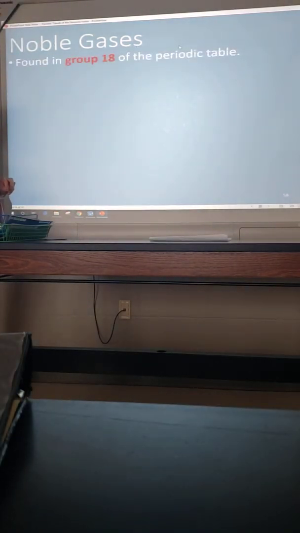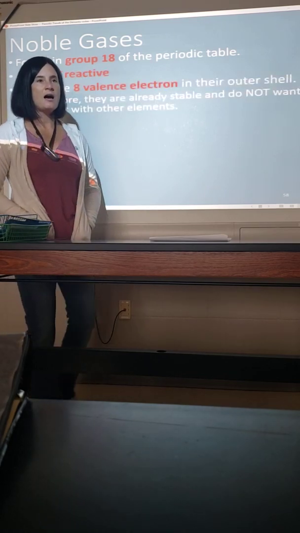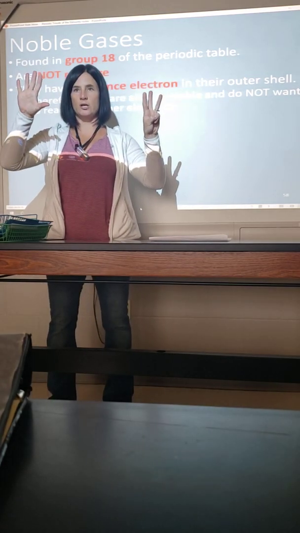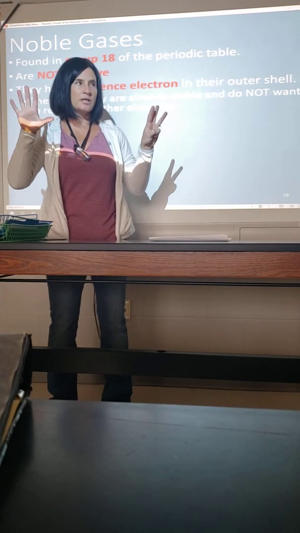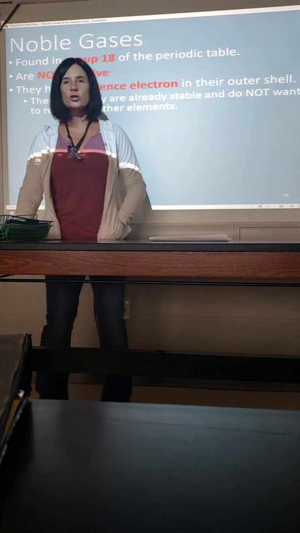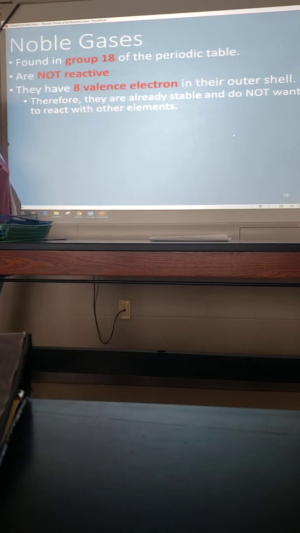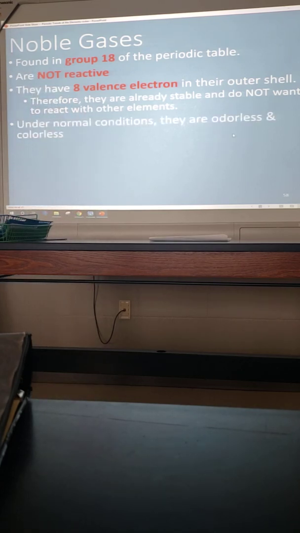All right, noble gases. These are group 18. They are not reactive at all. They have 8 electrons in their valence. 8's what they want to be. So they don't do anything. They're called the inert gases, inert meaning resisting that change. They're just going to sit there. Under normal conditions, they're odorless, colorless. And those are our neon, helium, argon, krypton, xenon, and radon.